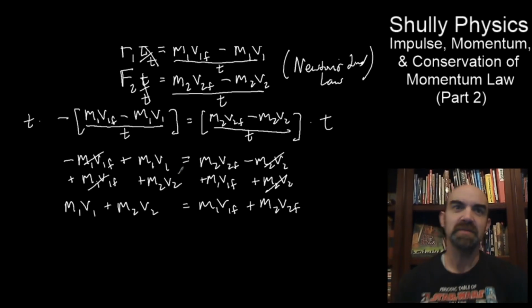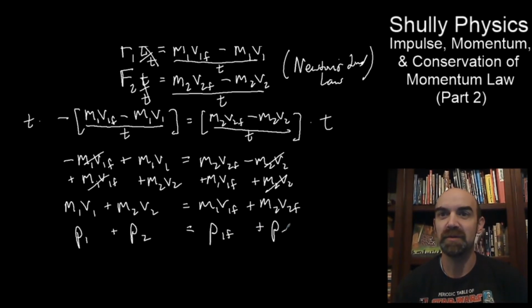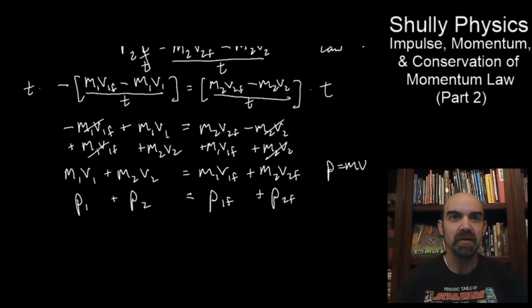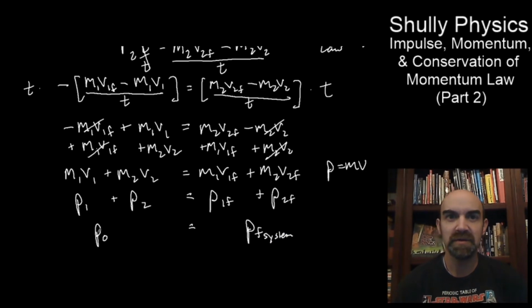What insanity is this? This is initial momentum 1 plus initial momentum 2 equals, you guessed it, final momentum 1 plus final momentum 2. Remembering that p equals mv for momentum. All right, our final reflection. The initial momentum of the system is equal to the final momentum of the system. And I'll write that word in there. System.